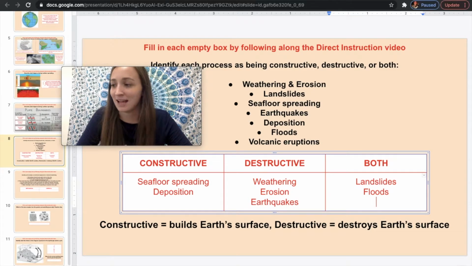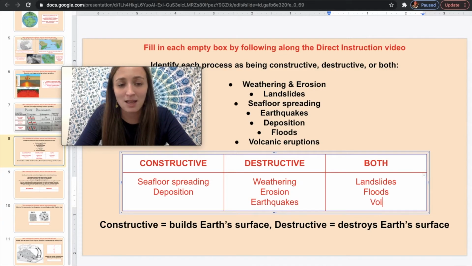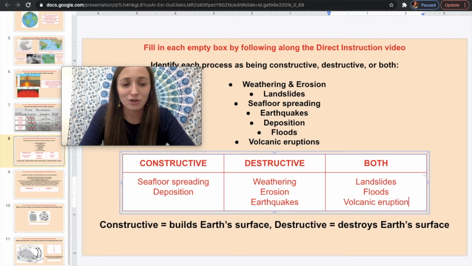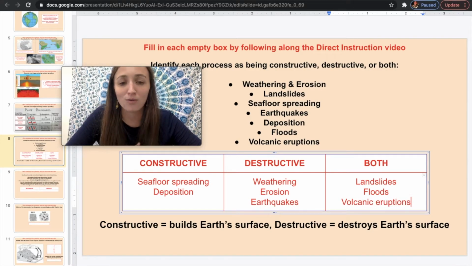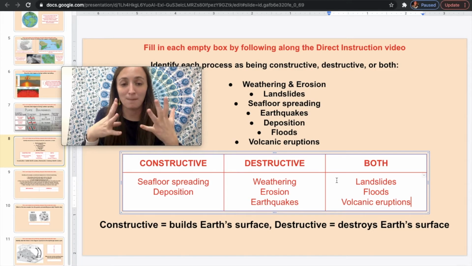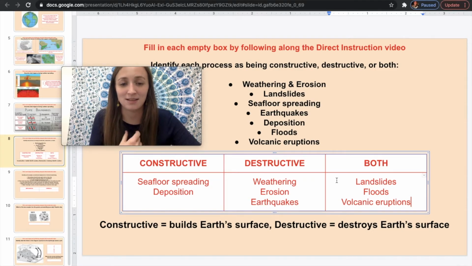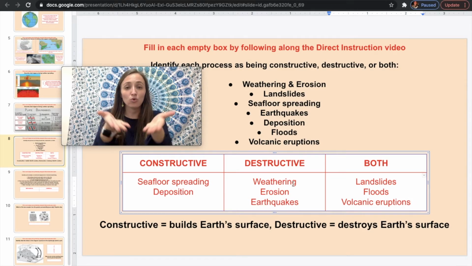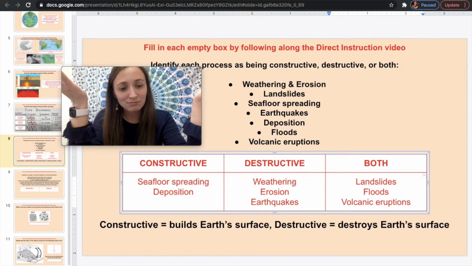Last but definitely not least, we have those volcanic eruptions, and those are also going to be both. They can be both because the lava can burn down pieces of land, and that's how it is destructive. Or if it is an underwater volcano, that lava can cool to form an island.